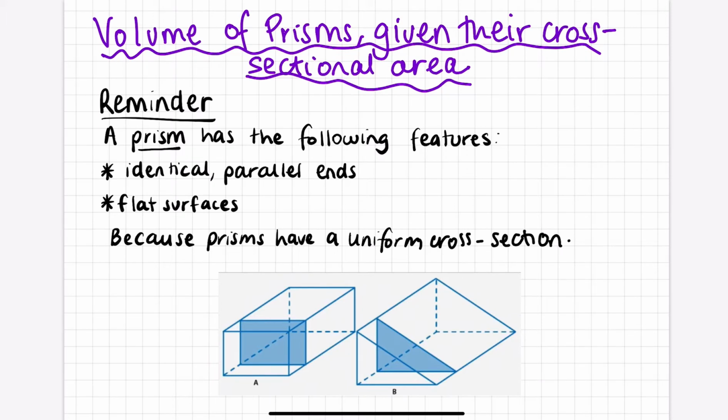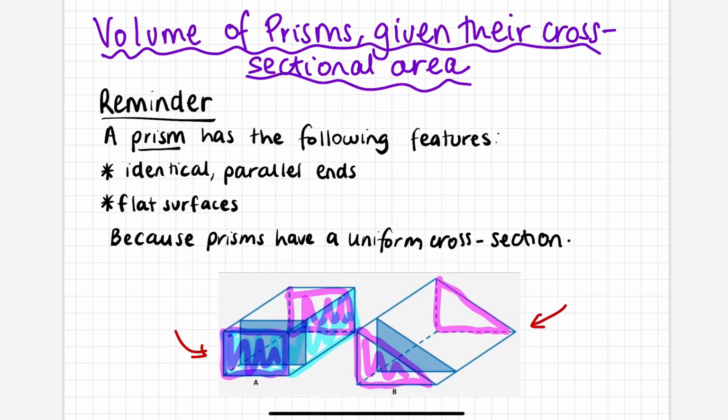So as pictured here and here, these have the flat surfaces, the ones at the front and side. They also have parallel ends, so they have this rectangle at the front and this rectangle at the back. Okay, and that is the same with this triangular prism here.